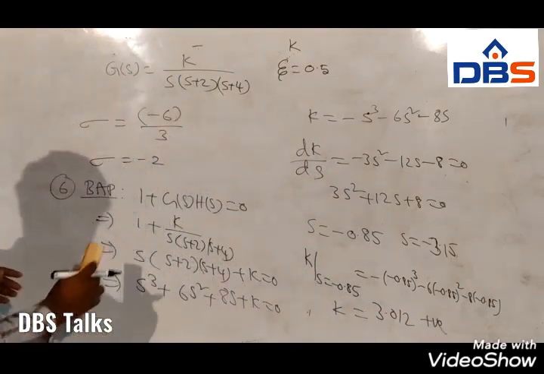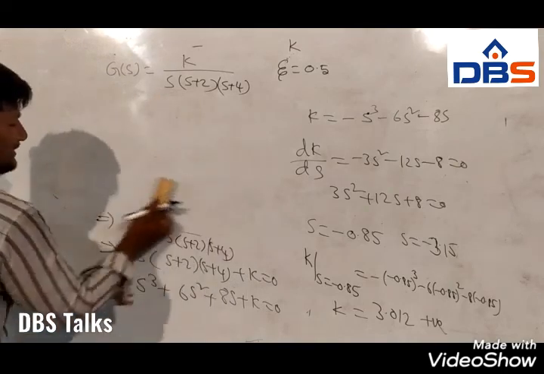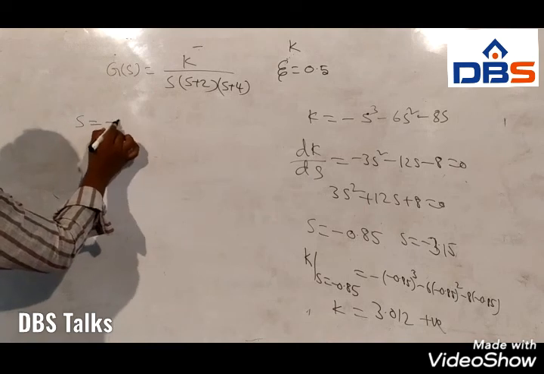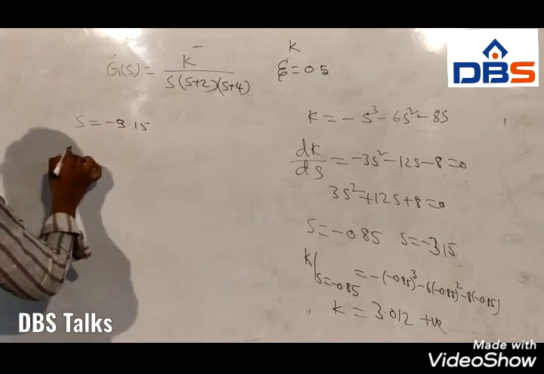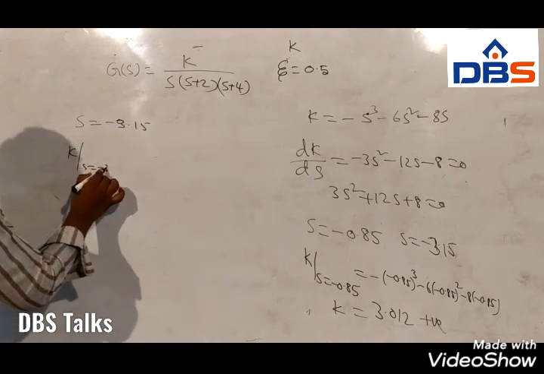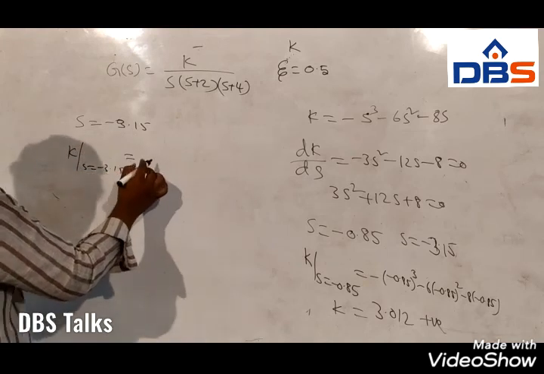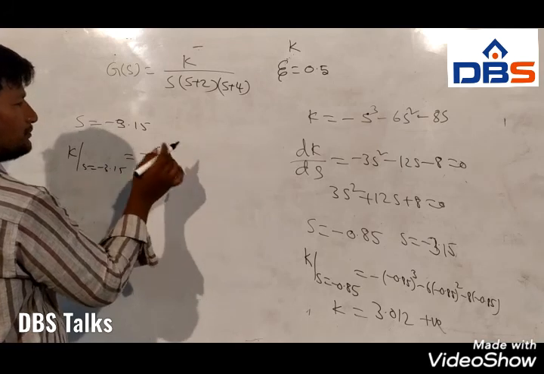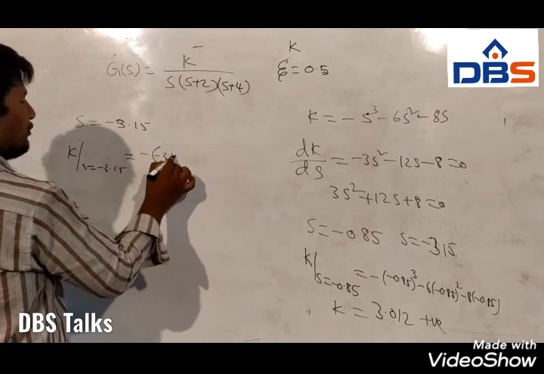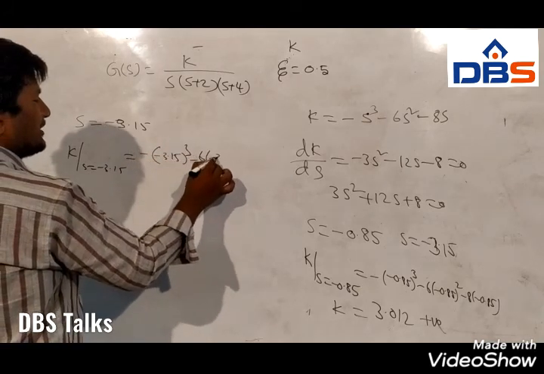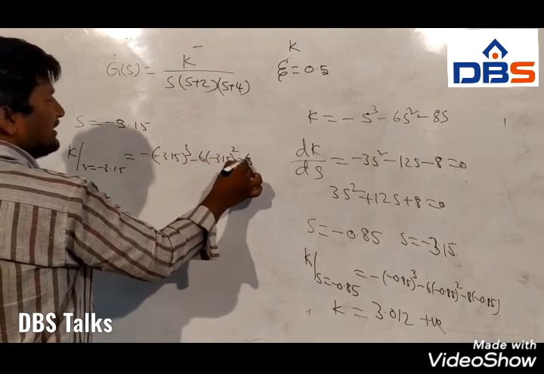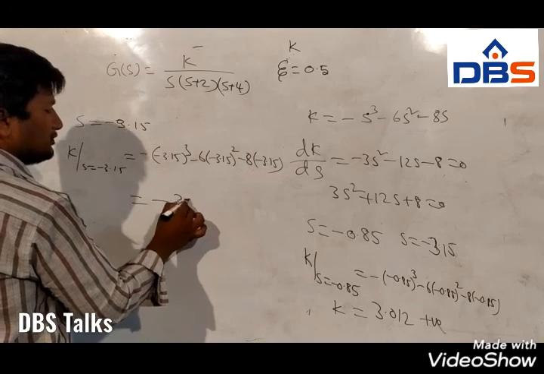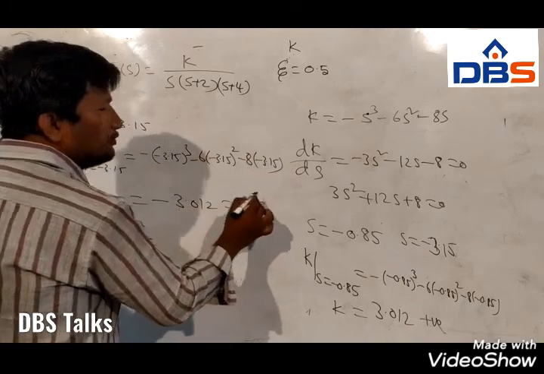Coming to the next one, put s equal to minus 3.15. K equal to minus s cube minus 6s square minus 8s, that is minus 3.15 cube minus 6 into minus 3.15 square minus 8 into minus 3.15. The value is minus 3.012. This is a negative value.